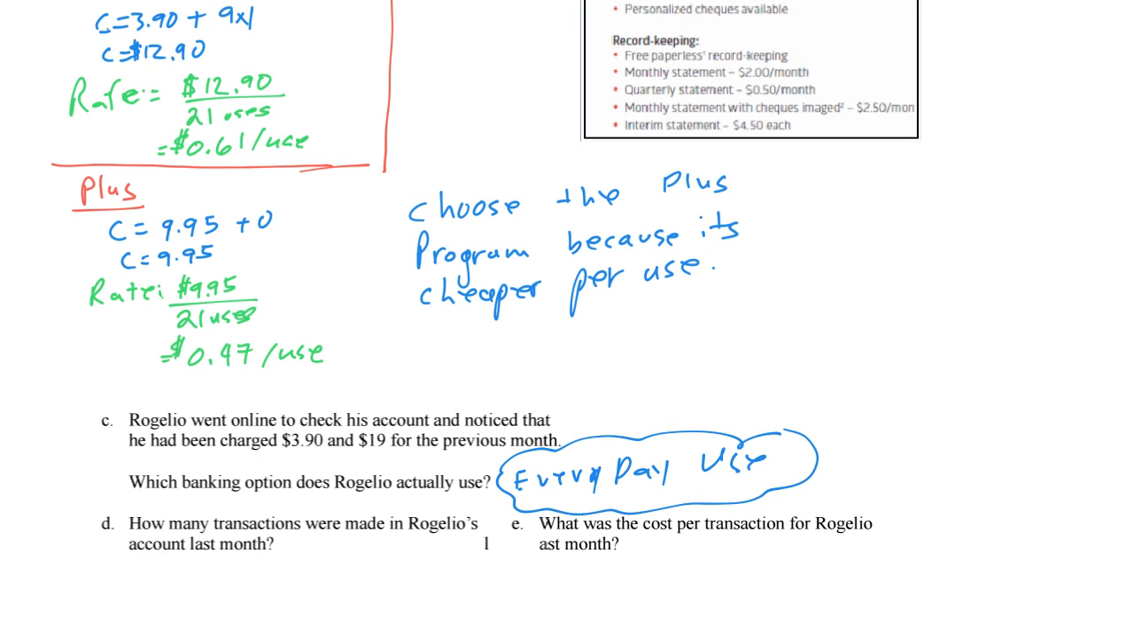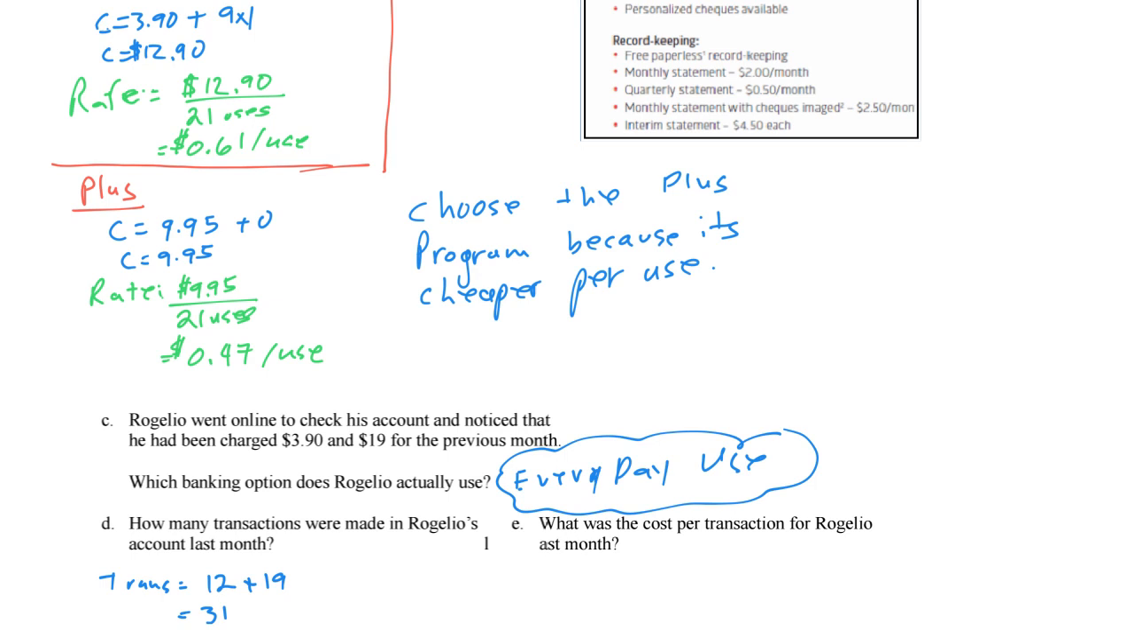All right. So now let's go on to parts D and E. It says here, how many transactions were made in Rogelio's account? Well, in order to figure that out, we have to realize that the original amount we could use was 12 free transactions, right? And then he got charged $19 for his fees. So he ended up with a total of 31 transactions.